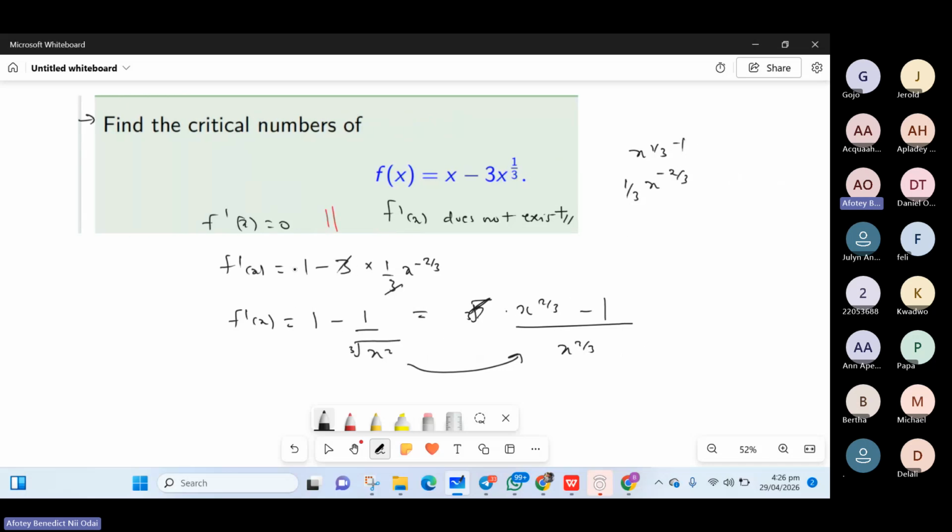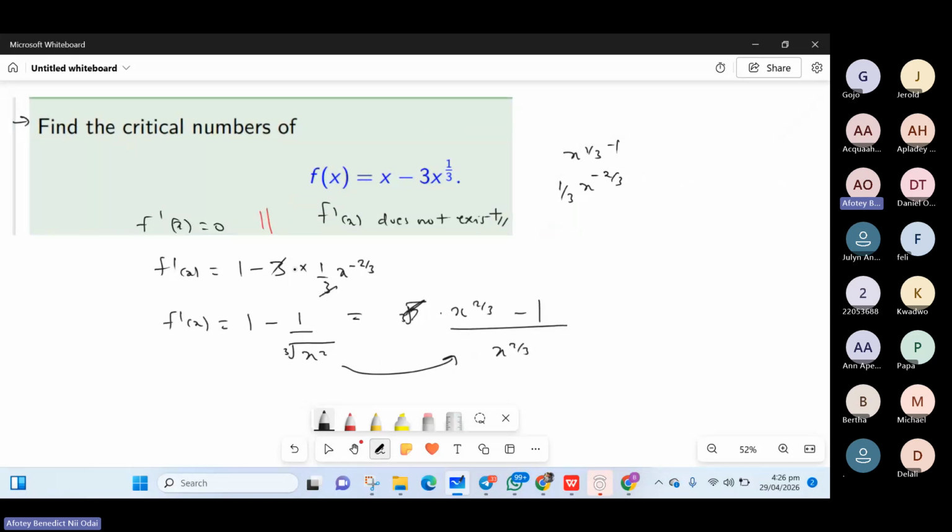The critical numbers are the numbers where f prime of x is equal to 0. So when we equate this to 0, what do we get? Of course, the denominator goes away. So we are left with x to the power 3 on 2 minus 1 is equal to 0. X to the power 3 on 2 is equal to 1. X is equal to 1, right? Because any number to the power 2 on 3 equals 1. So even if you take 3 times 2 to the power 3 times 2, you still get 1.